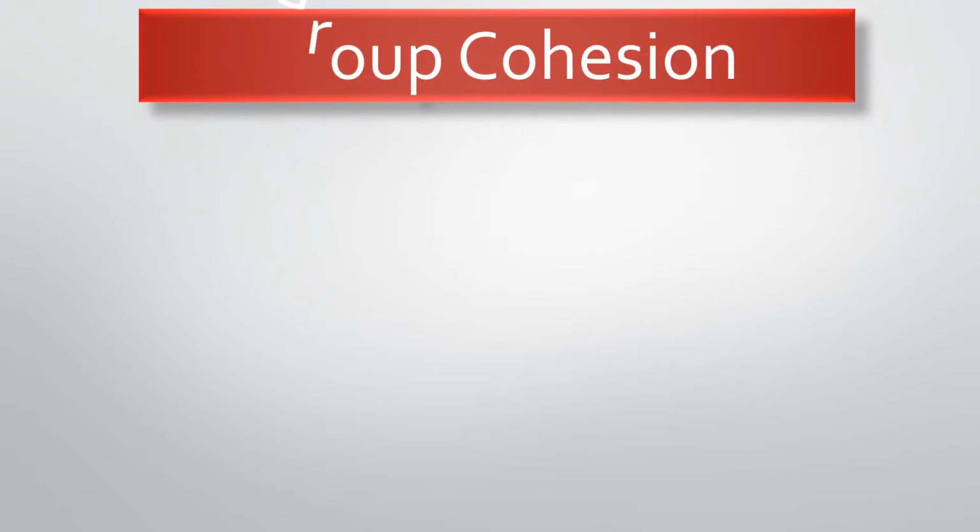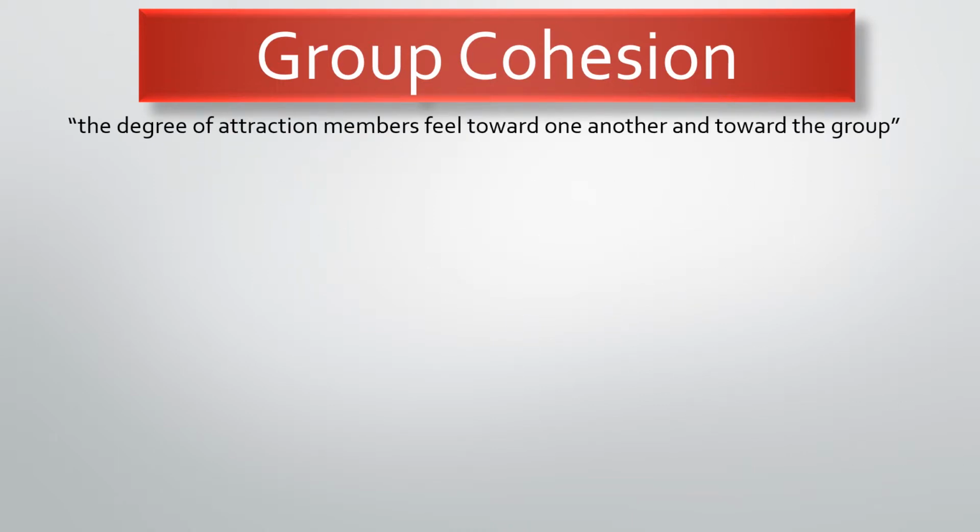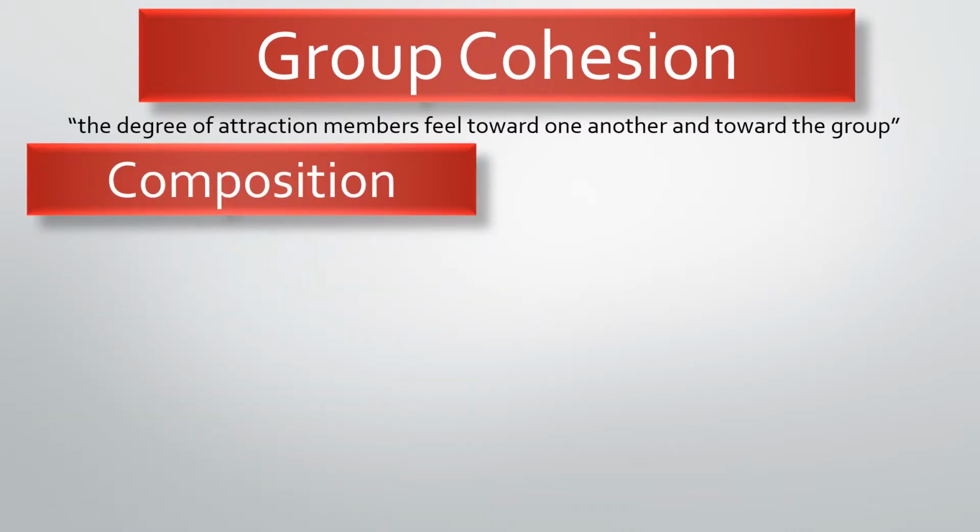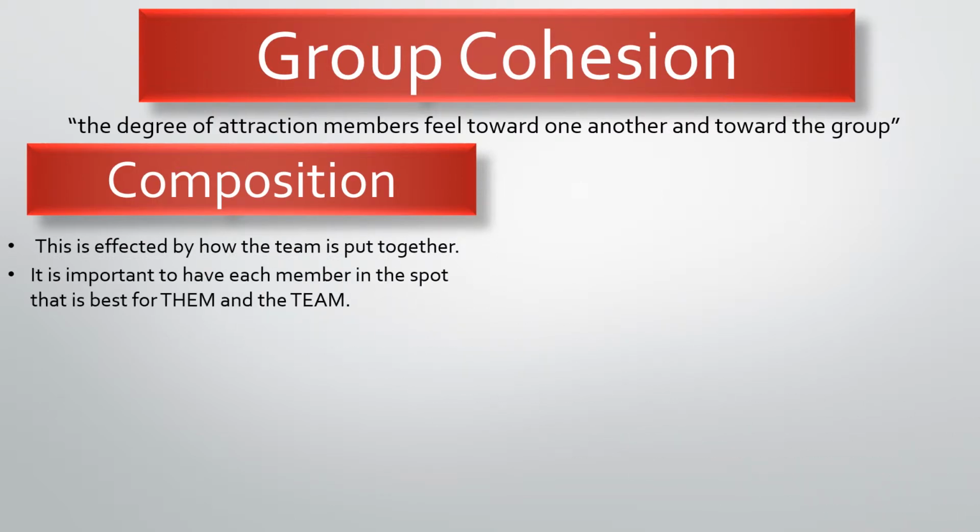The way to prevent conflict is to have group cohesion. Beebe and Masterson in 2015 described group cohesion as the degree of attraction members feel toward one another and toward the group. Some important cohesion strategies are group composition. This is affected by how the team is put together. It is important to have each member in a spot that is the best for them and the team.